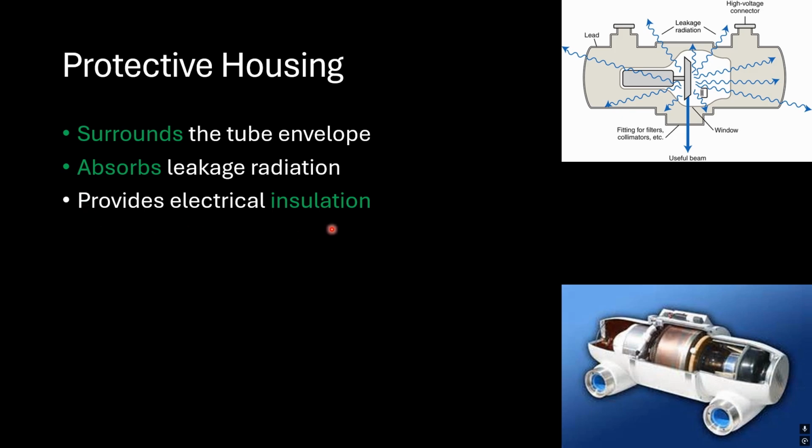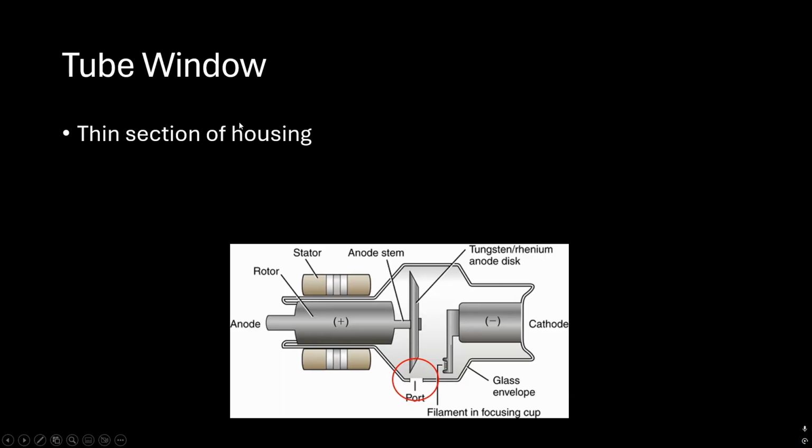It provides electrical insulation, and we also need electrical insulation to make sure no one is at risk related to electrical shock. Now we will move to the tube window. It's a thin section of the housing. We can see it here. It allows X-rays to exit. We need this window to make the photons go through it and hit the patient to produce the image.